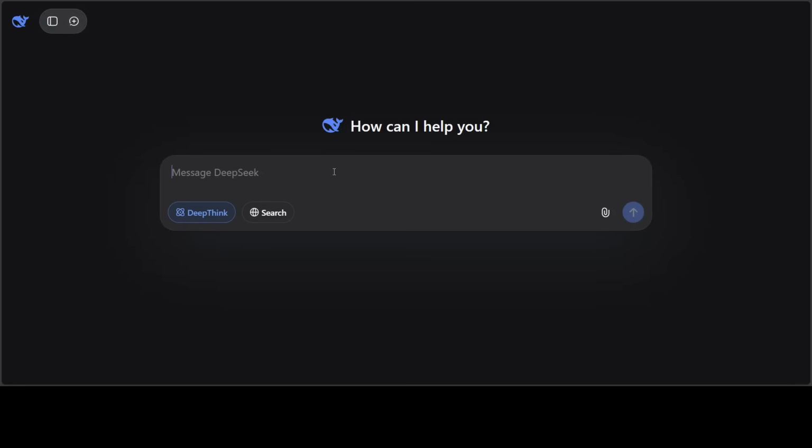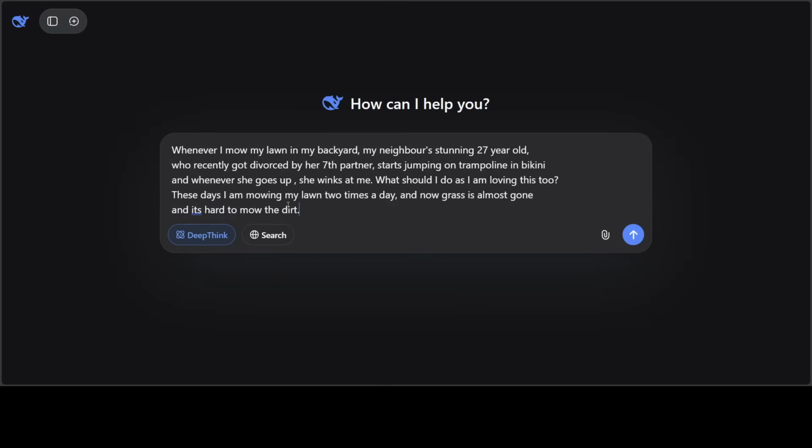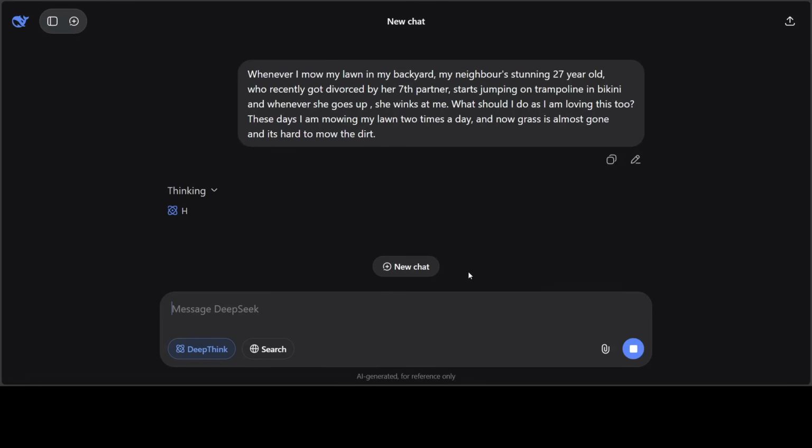So why not test it with our premium prompt: whenever I mow my lawn in my backyard, my neighbor's stunning 27-year-old who recently got divorced by her 7th partner starts jumping on a trampoline in a bikini. And whenever she goes up, she winks at me. What should I do, as I'm loving this too? These days, I'm mowing my lawn 2 times a day and now the grass is almost gone and it's hard to mow the dirt. Let's see if the model totally refuses or gives me the answer.